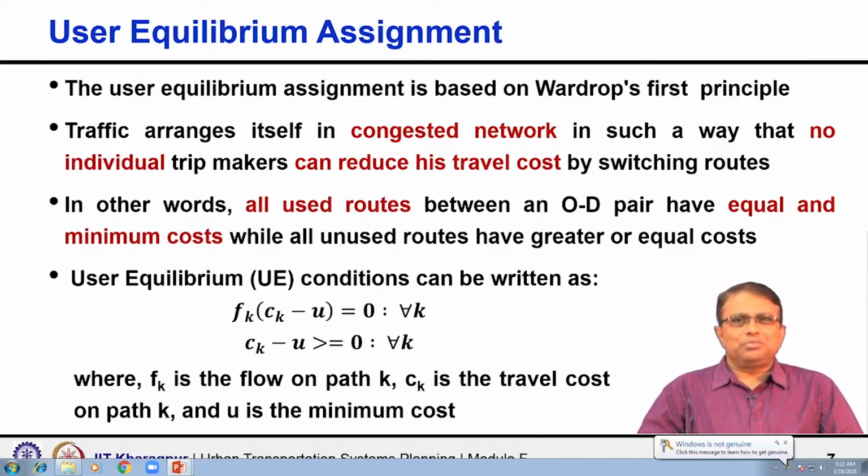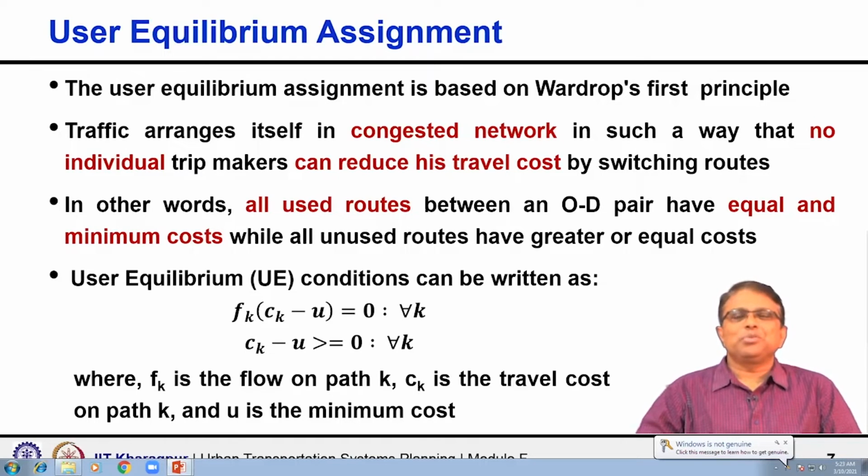And if any route where the Ck is not u, higher cost than the minimum cost, what will happen? Anybody will use that path? No, ideally it should not, nobody should use that path. Why would people use a higher cost path? Then again that is not equilibrium. At equilibrium means they cannot shift to a route where they can further benefit. So, in this case it will contradict.